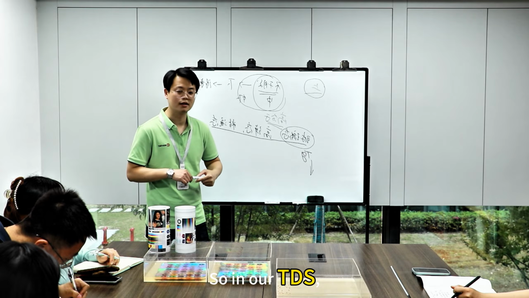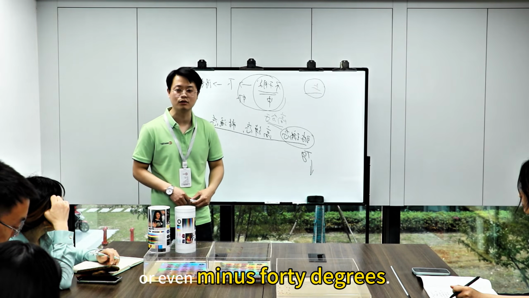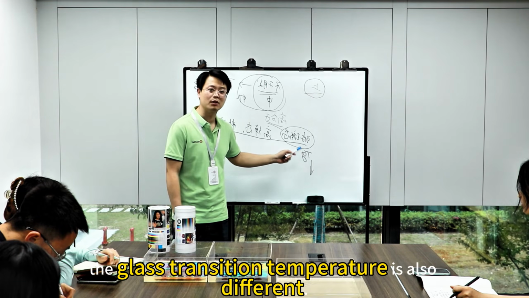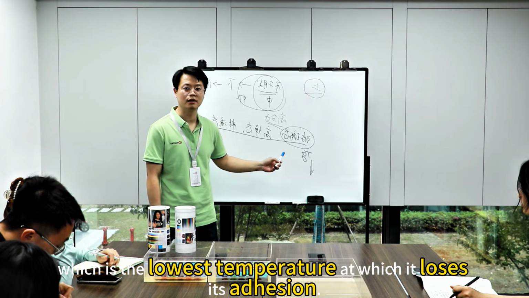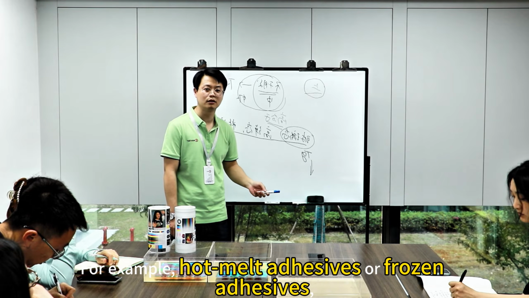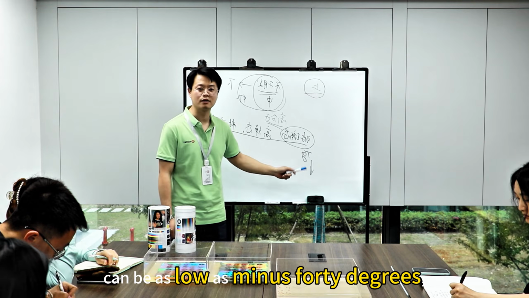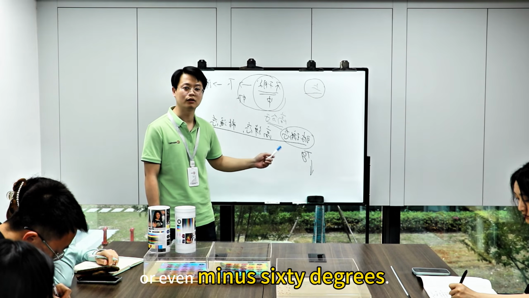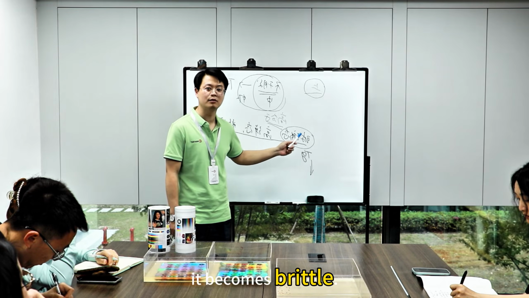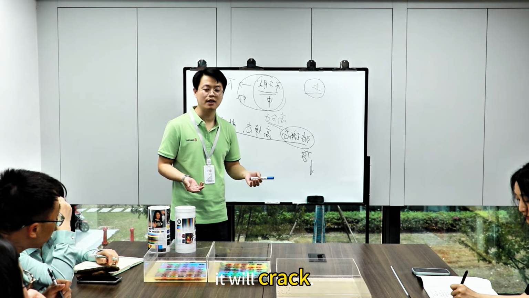So in our TDS, why do we write its minimum use temperature, such as -20 degrees, or even -40 degrees? With different cross-linking agents, its Tg, the glass transition temperature, which is the lowest temperature at which it loses its adhesion, is also different. For example, hot melt adhesives or frozen adhesives have a very low glass transition temperature, as low as -40 degrees or even -60 degrees, which can be used in some frozen environments. In the glassy state, it becomes brittle. If there is some vibration during transportation, it will crack.